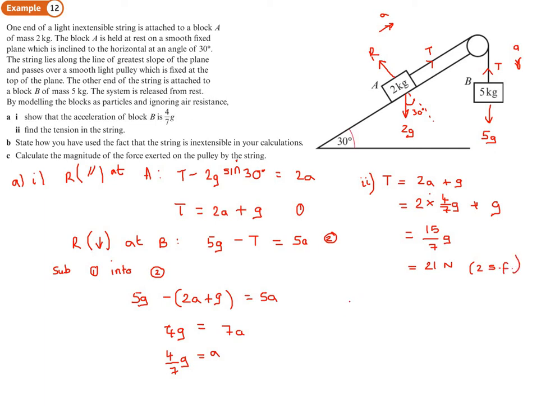Okay, and then I'm pretty sure I can squeeze in part B here, and then we'll go on to part C on another slide. So state how you've used the fact that the string is inextensible in your calculations. So I'd say the string is inextensible. Apologies, my handwriting's a bit messy on the tablet. So we would say the acceleration is the same for A and B.